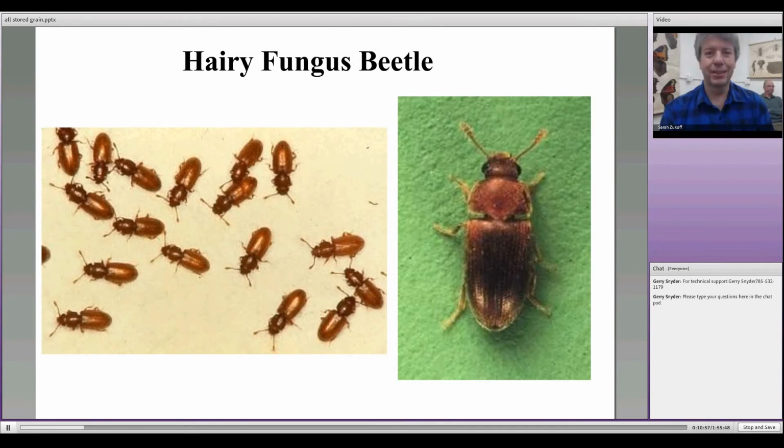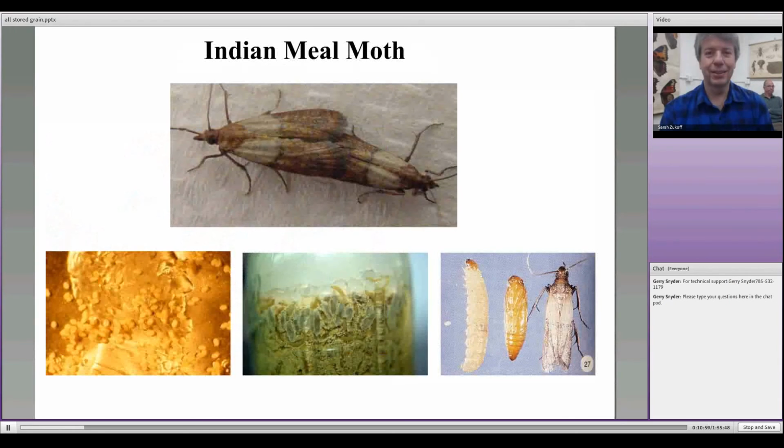After a while, you got all these brown, red beetles. Just seeing them is bad. Indian meal moth is, I'd like to say, our most common stored product insect. People will get this in their homes. It's called a pantry pest sometimes.